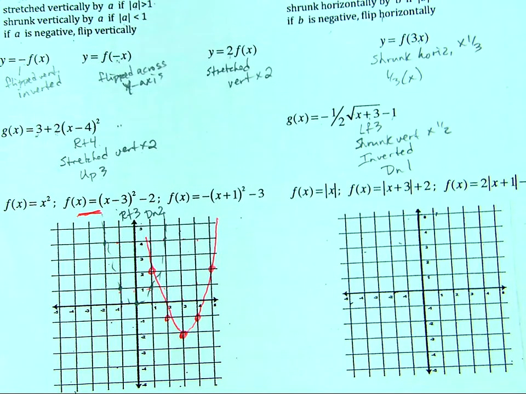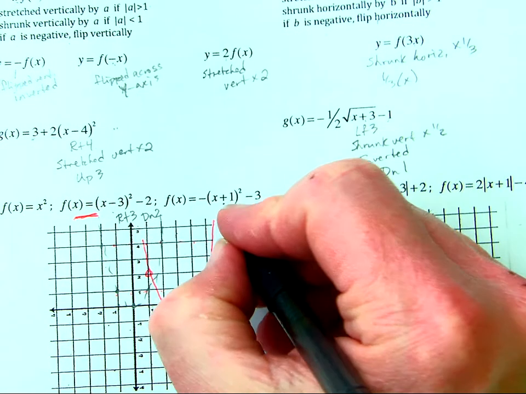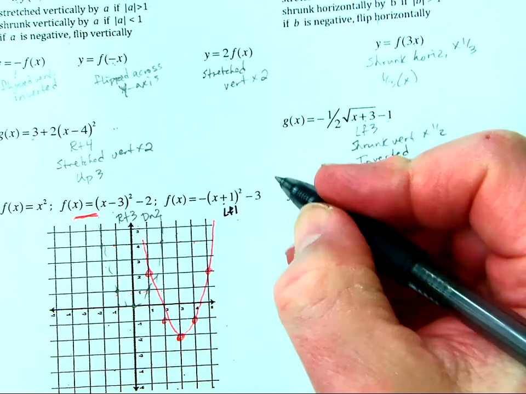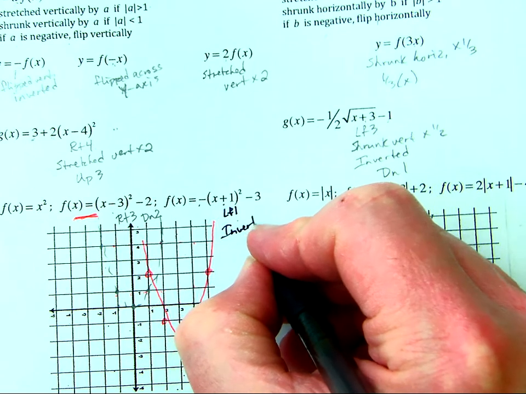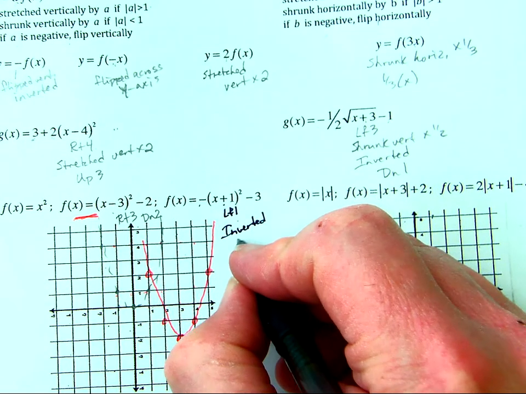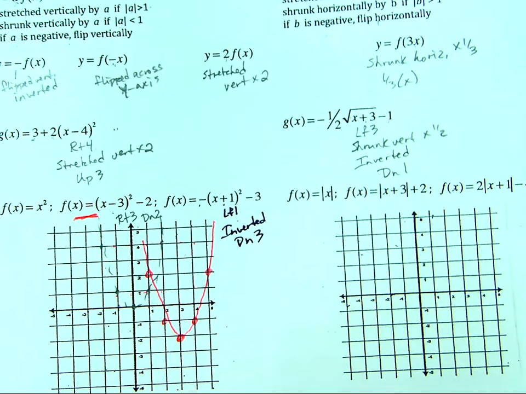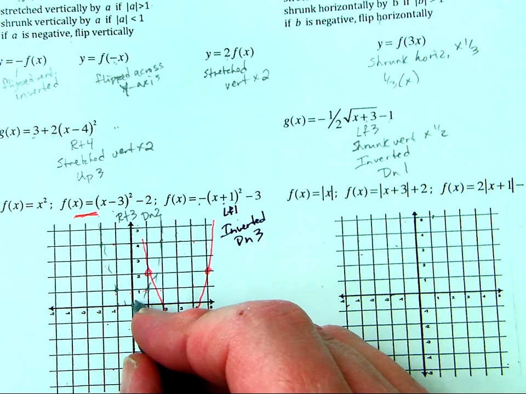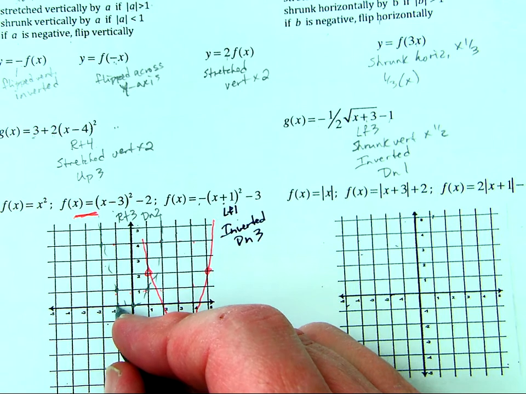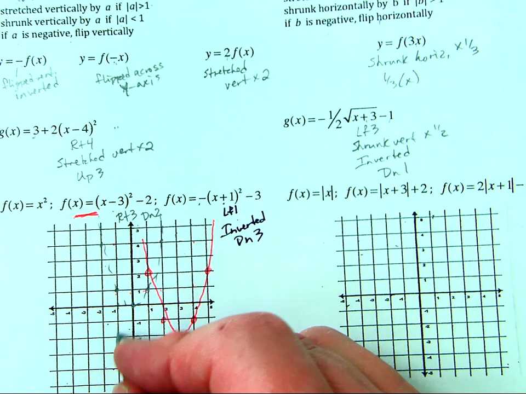Now this next one, in here we have a plus 1, so that's left 1. It's got a negative out front, so it's inverted. And then a negative 3 out here, that's down 3. So that's the 3 things we're doing there. So again, we start from here, we go left 1, now inverted, so this is right on the x-axis, so inverted doesn't affect it, and then down 3.